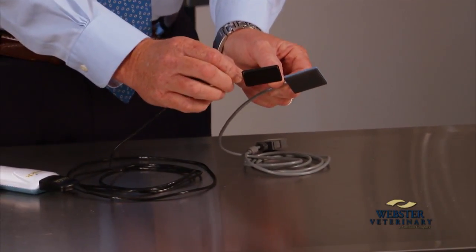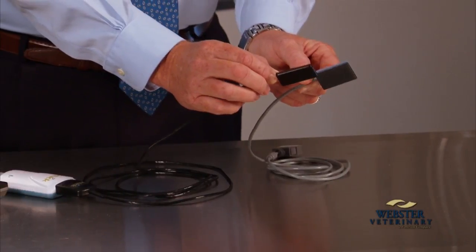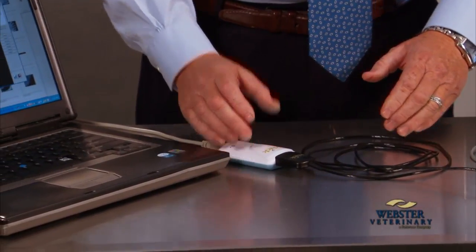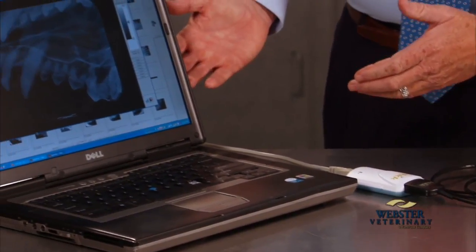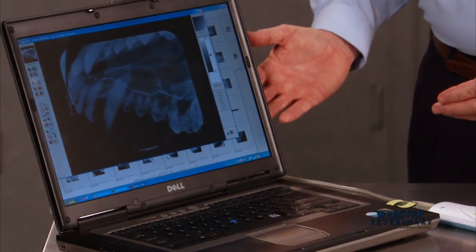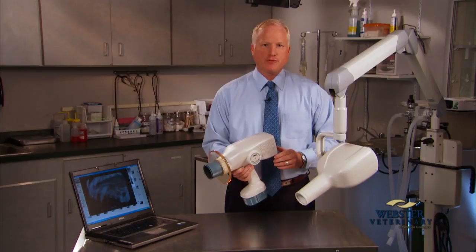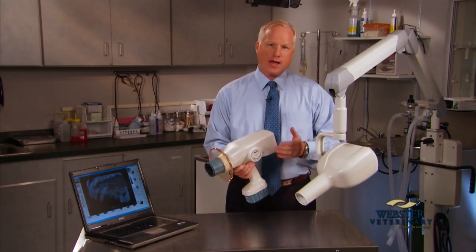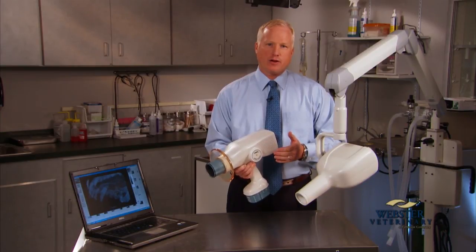This DVD is brought to you by Webster Veterinary as a way to introduce digital intraoral radiographs into your practice. You've purchased a digital sensor similar to one of these. The sensor is plugged into a USB interface. The interface then is plugged into either a laptop or a desktop computer. The techniques being demonstrated today can be obtained either using a conventional or handheld dental X-ray generator.